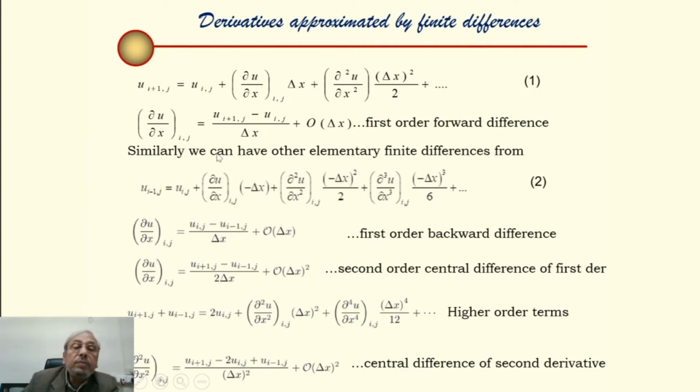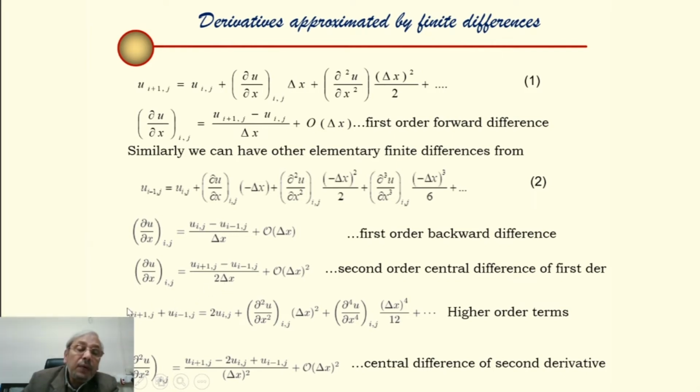Now from these two we can easily write del u/del x at ij, from equation 1 and 2, as (u_i+1,j minus u_i-1,j) divided by twice delta x. And then the highest term of the truncated series will be of the order of delta x square. So this is second order central difference of the first order derivative.